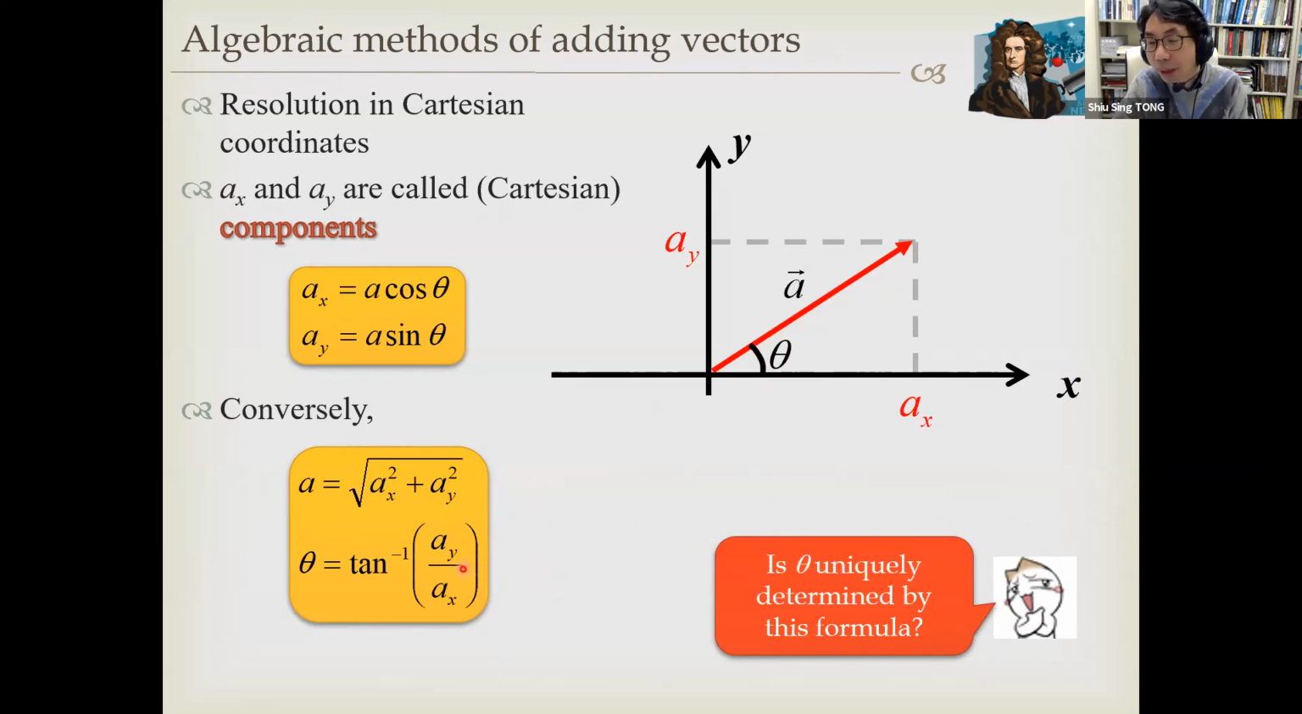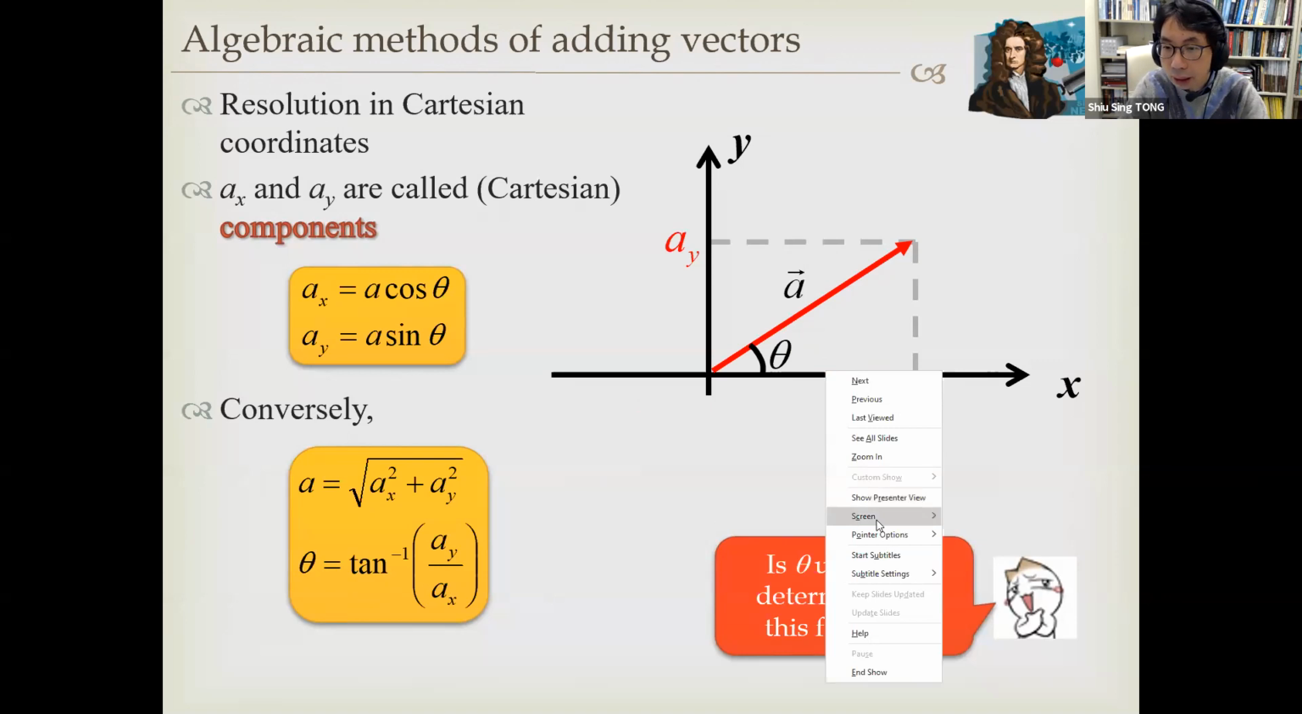So a better way to do this is to take the absolute magnitude of both AX and AY. You'll find the complementary angle first, and then if it is in the third quadrant, you just find it by adding 180 degrees. Now, in order to make it clearer, I better write on here.